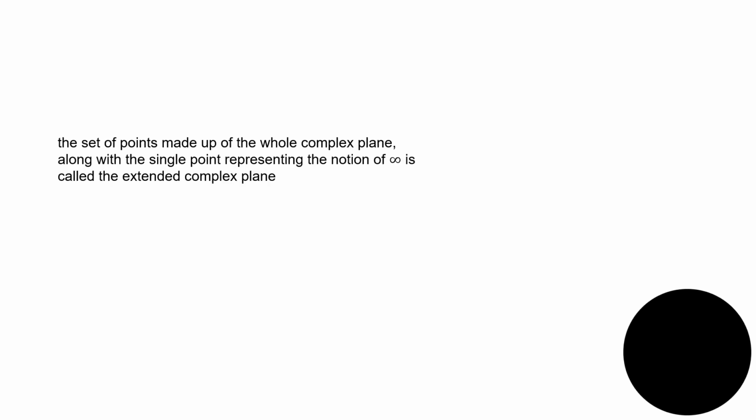In analogy with R, the set of points made up of the whole complex plane, along with a single point representing the notion of infinity, is called the extended complex plane, which is denoted by C ∪ {∞}. This extended plane represents the extended complex numbers, that is, the complex numbers plus a value ∞ for infinity. With the Riemann model, the point infinity is near to very large numbers, just as the point 0 is near to very small numbers.